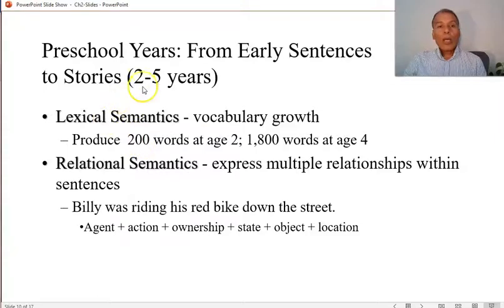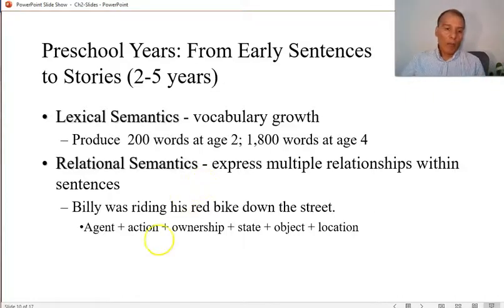So at that time, between 2 and 5 years in particular, the baby has an expressive vocabulary of 200 words, and that vocabulary reaches 1,800 words by age 4 years. And then there are expressions, the semantic words that have to do with the relationship between one family member and the other, or between one person and something else.